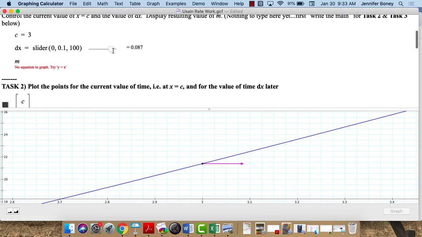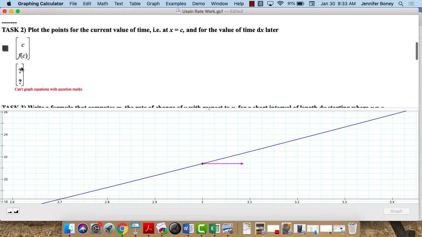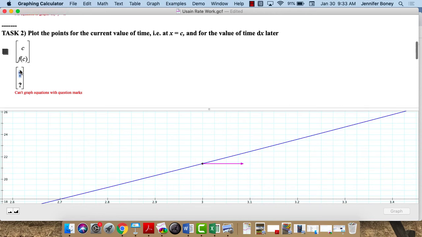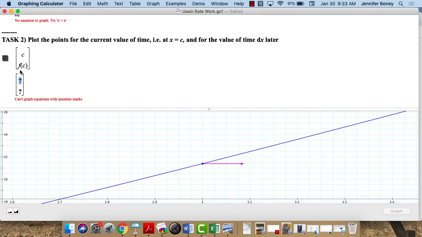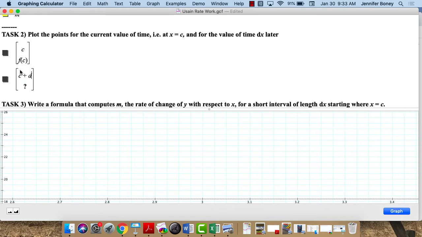Well, dx is something that I want to be able to control with this, so I just want to refer to it as dx. So if I want to put in a coordinate point for that, the x coordinate shouldn't be c plus a specific number, but it should be c plus dx. Now let's see. Yeah, dx was already defined, so you can just type it as dx.